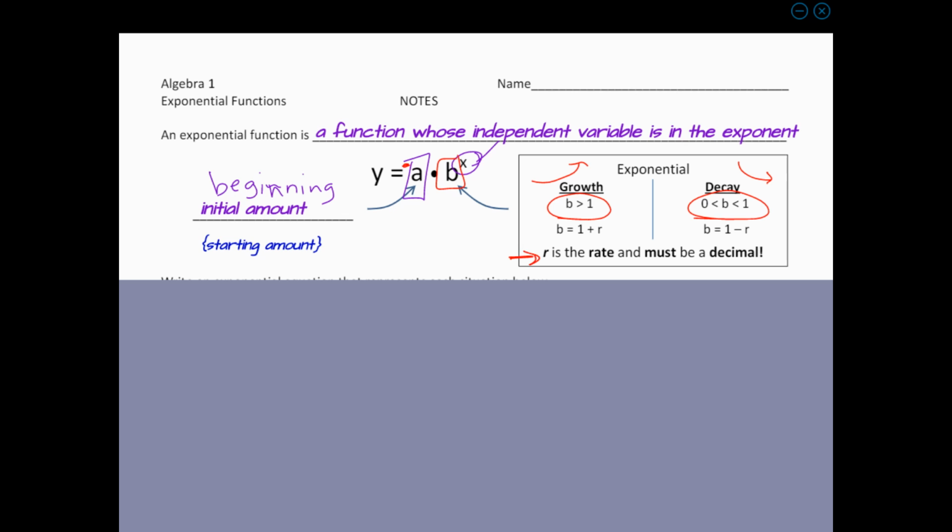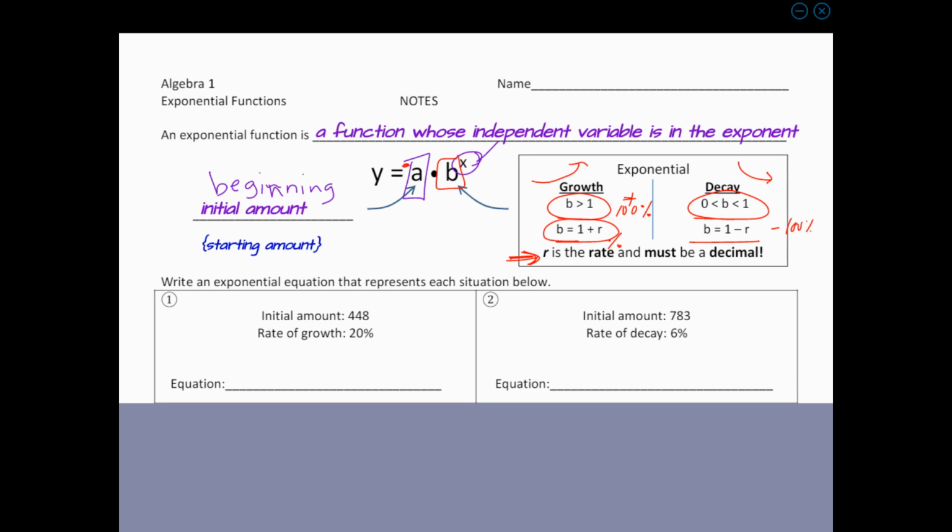There is an important thing to remember here: when the rate is given as a percentage, it has to be changed to a decimal, just like we did in those word problems we had before. This work was already done for you. If it's growing, you're going to add it to 1, because you have to add it to that 100%. Over here, if it's decaying, then you have to subtract it from 100%. So that's why it's 1 minus, because that 1 represents the 100% that you start with.